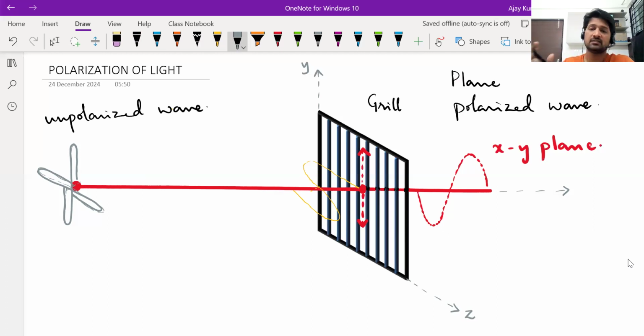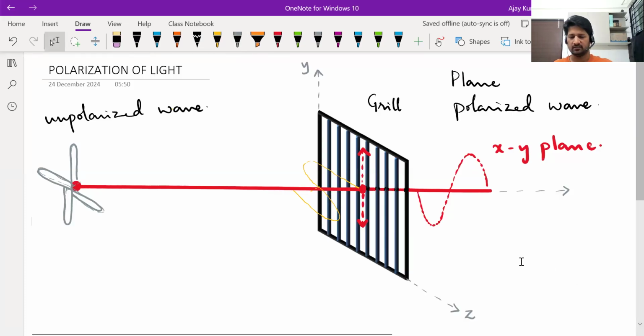But when you restrict the disturbance to one direction, you say it is polarized. Like in this example, after passing through the grill, the particles of the string oscillate only in the y direction, and the wave is propagating in the x direction. So we say that this is a plane polarized wave after passing through the grill.